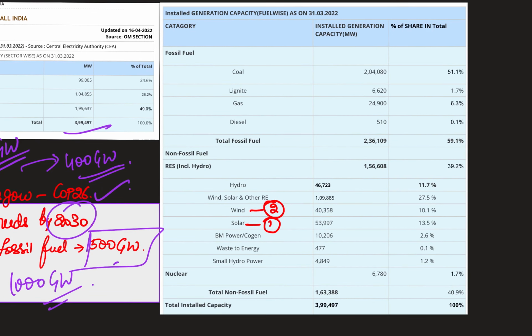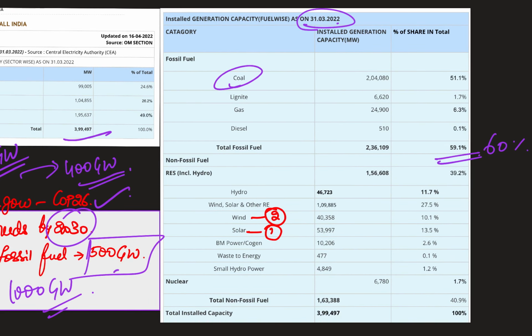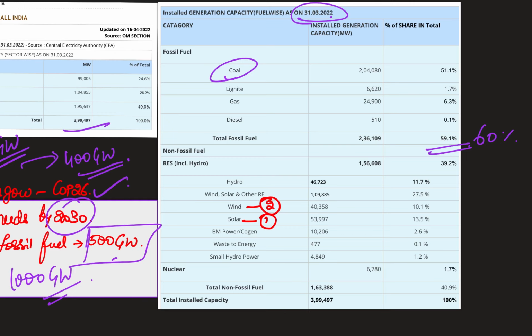As far as the breakup of the various sources of power is concerned, it's quite evident that coal is contributing more than 50% of our power generation. That is why we cannot phase out coal so easily at this point of time. And overall, nearly 60%. These statistics are from March 2022, so these are the latest statistics. So 60% of the power comes from fossil fuels, and non-fossil fuels contribute the rest, roughly 39.2%. The other percentage includes 1.7% of nuclear energy. So the total capacity you can see is 400 gigawatts.